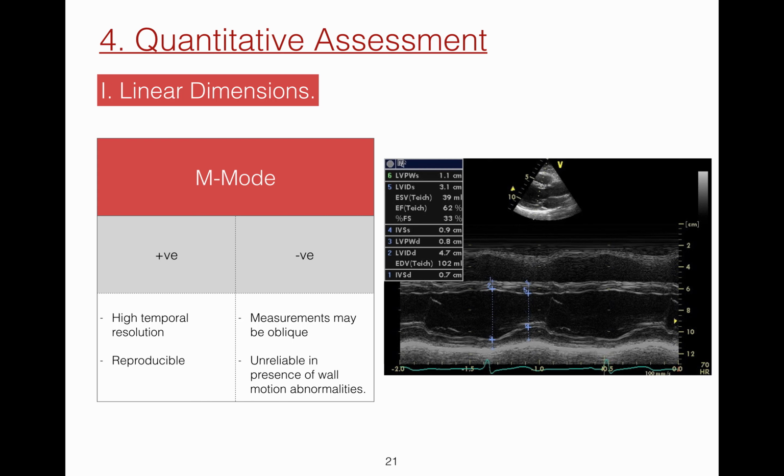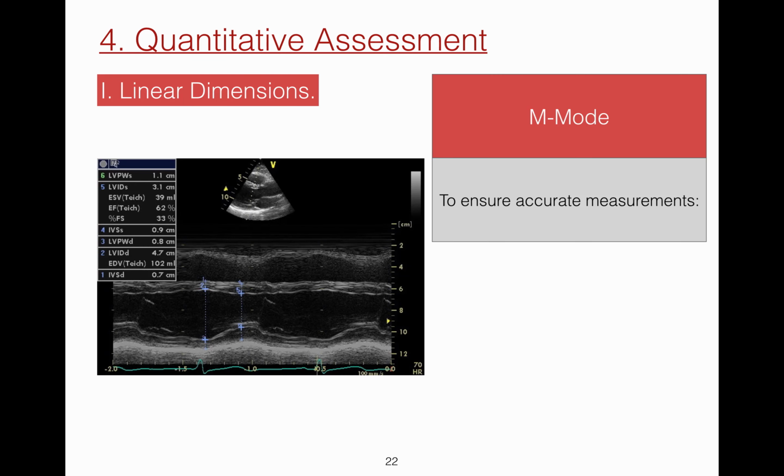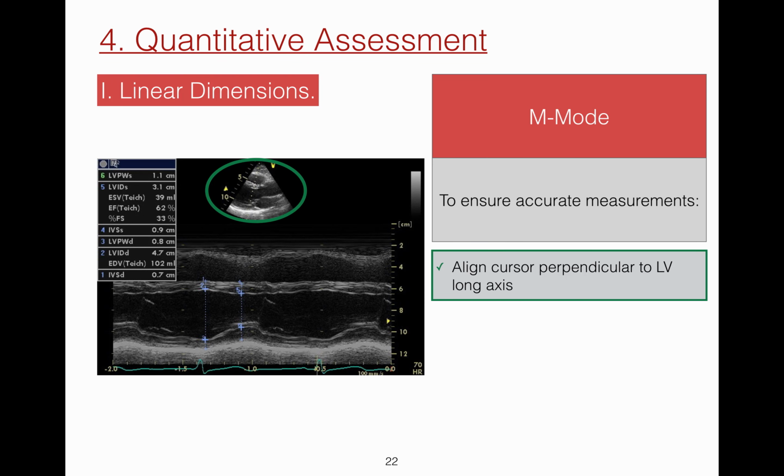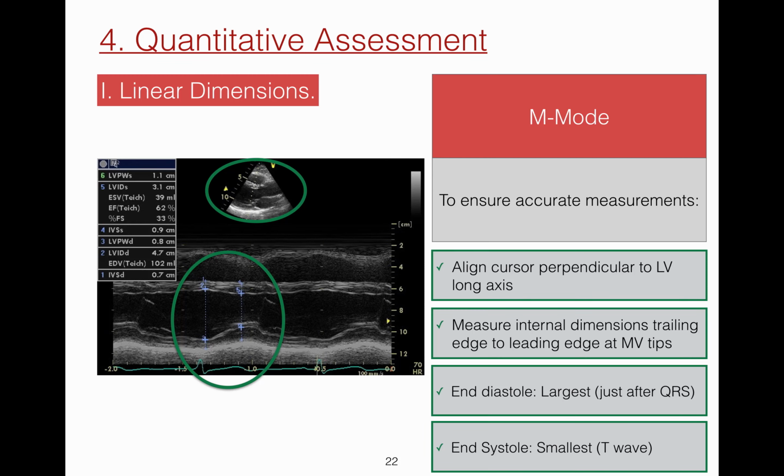Moreover, as M-mode uses a single line of sight, it's unreliable if the geometry of the LV is abnormal or in the presence of wall motion abnormalities. To ensure the most accurate fractional shortening measurement by M-mode, aim to align the cursor perpendicular to the long axis of the LV. Measure the internal dimensions using the trailing edge to leading edge technique at the level of the mitral valve leaflet tips. End diastolic and end systolic measurements are made when the LV is its largest and smallest, respectively.